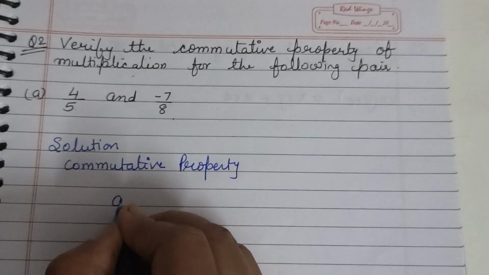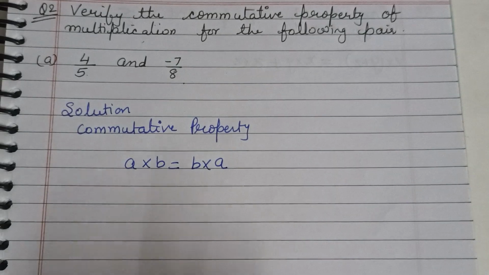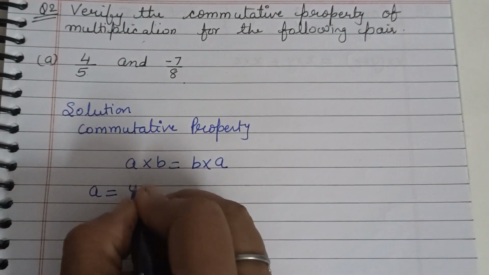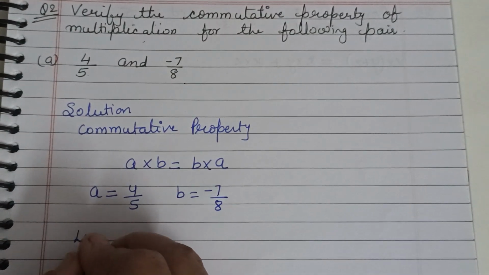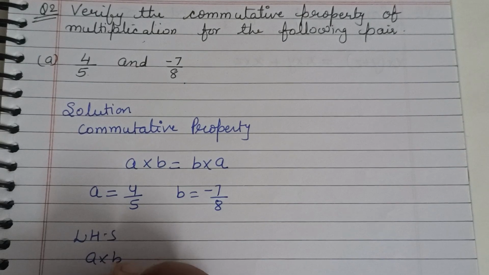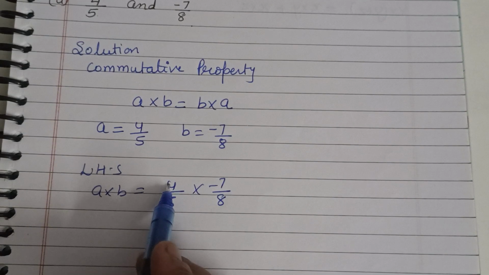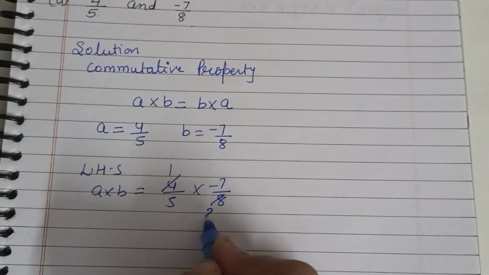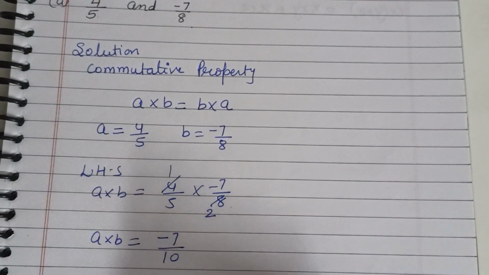So commutative property. At first state what the commutative property is. Commutative property is A multiplied B equals B multiplied A. Now what is the value of A given here? 4 upon 5. B is given minus 7 by 8. Pick the left hand side as usual. A multiplied B, that is 4 upon 5 multiplied minus 7 by 8. Now this 4 and 8 can be divided. 4 ones are 4, 4 twos are 8. A multiplied B, you will get minus 7 upon 10.